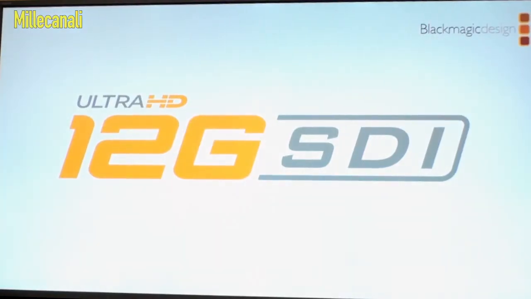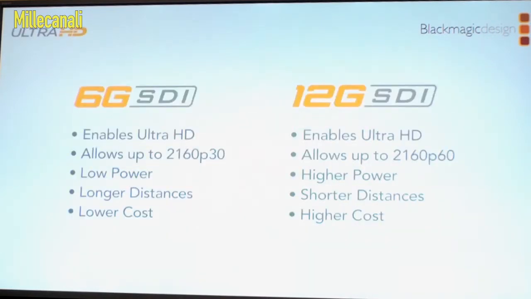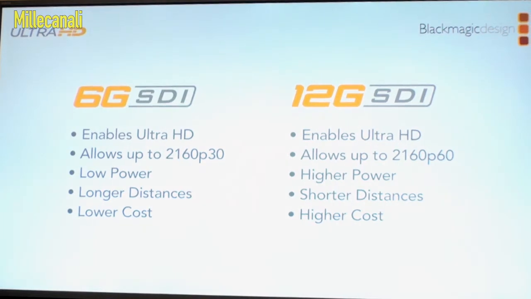And this is the first product we have with 12G-SDI. I love 6G-SDI, it makes Ultra HD possible. 12G-SDI lets us go at a higher frame rate. So for us, the advantage with 6G-SDI versus 12G is they both enable Ultra HD. The 12G-SDI allows us to go up to 60p. But it is higher power, shorter distances, and higher cost. As you can see, the 6G products we've got are lower cost in some cases than the HD products they replace.